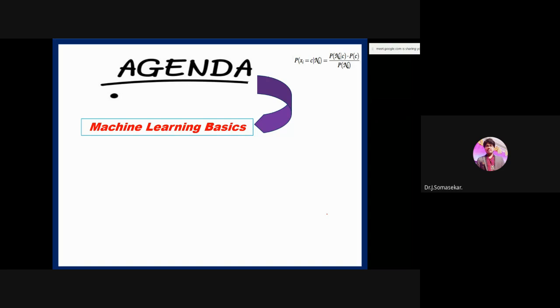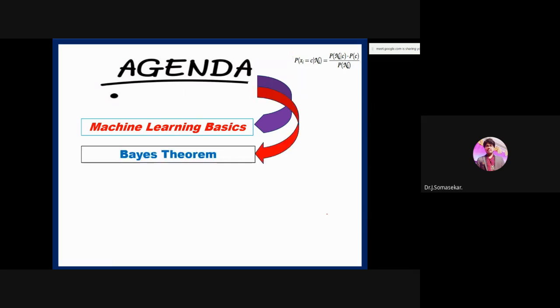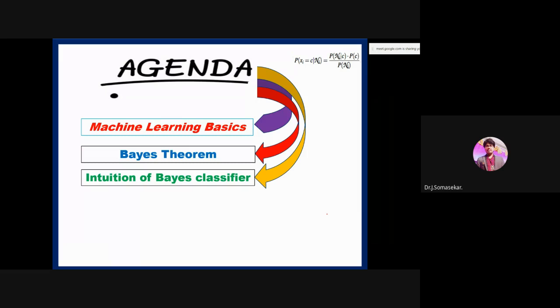What is machine learning, what are the machine learning models, and what is the difference between traditional programming and machine learning. Next we will see Bayes' theorem, which most of the participants studied in lower classes, so we will see how we have to derive it. By using that, we are going to derive the Naive Bayes classifier, or Bayes classifier. By using that, we are going to see various applications, called Bayes classifier applications.